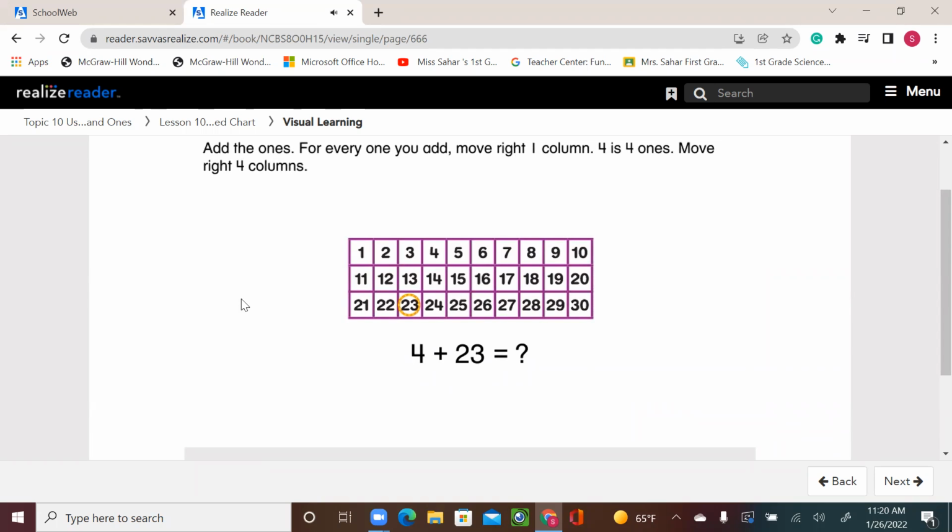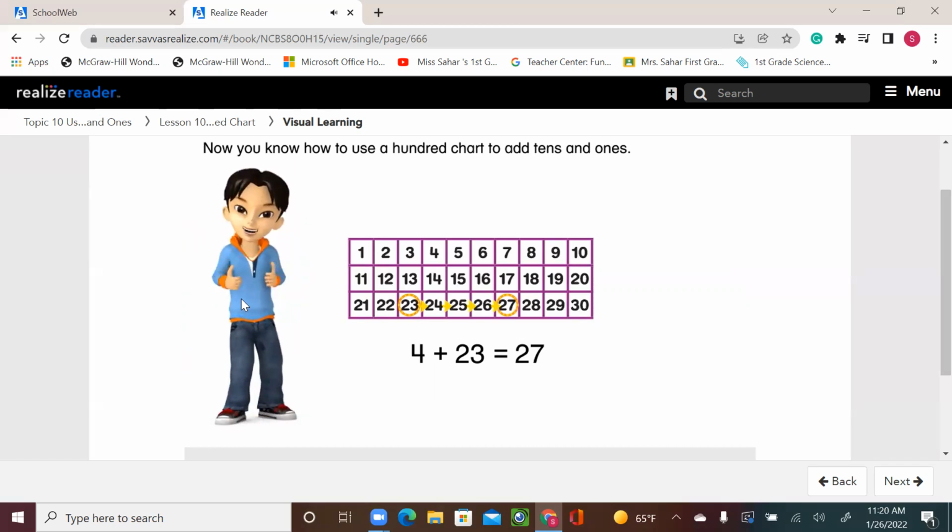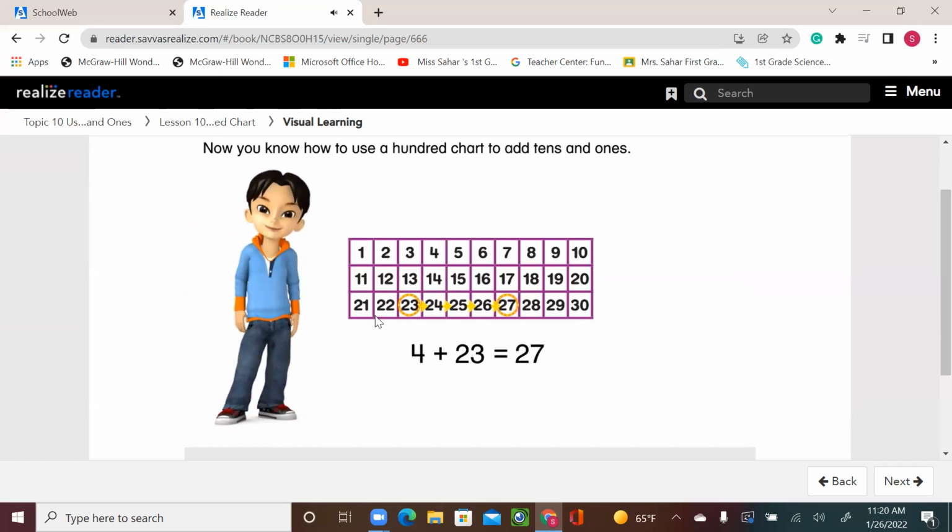Add the ones. For every one you add, move right 1 column. 4 is 4 ones. Move right 4 columns. 23 plus 4 equals 27. So 4 plus 23 equals 27. Now you know how to use a 100 chart to add tens and ones. Great job! All right, so remember, you start with the greater number, the big number, and then you count on the second number that you have to add.